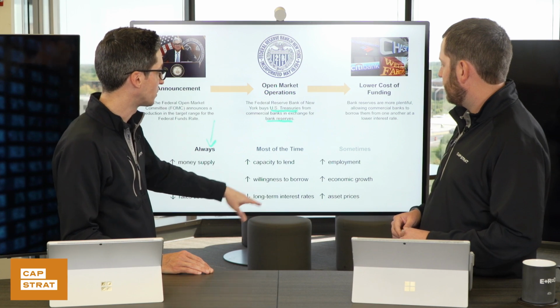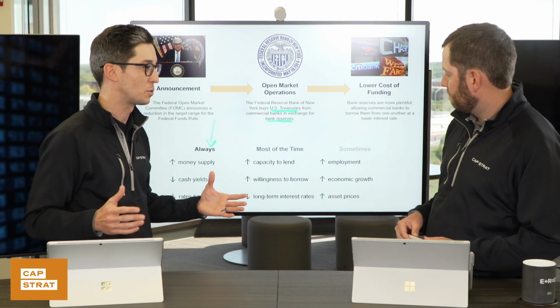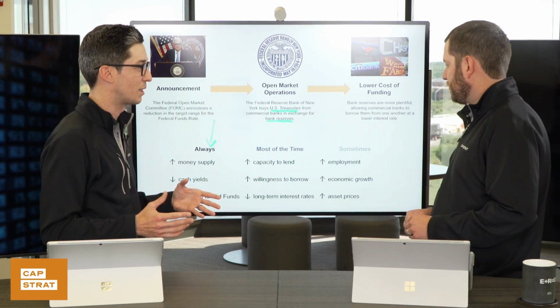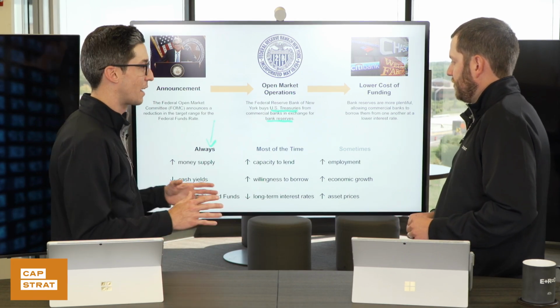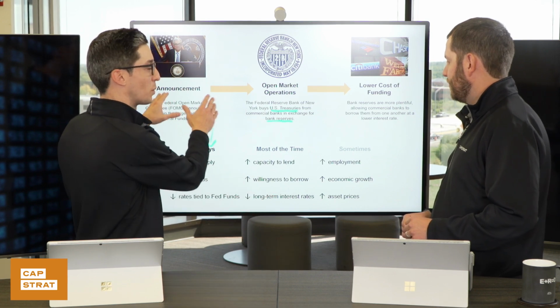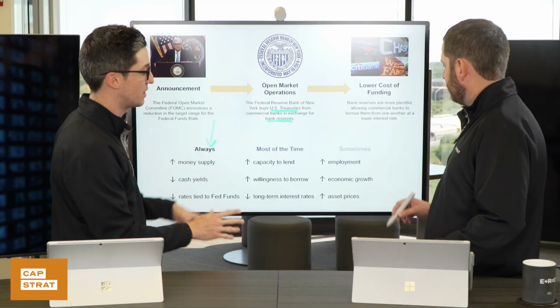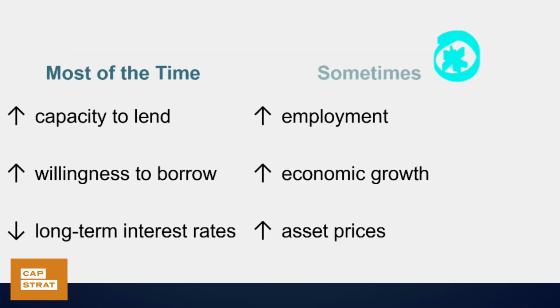And long-term interest rates most of the time come down. Think 30-year fixed-rate mortgages. Most of the time they come down in a rate-cutting cycle, not necessarily always, and not by the same amount that short-term rates are lowered. That's key as well. And then sometimes, these are the magic things that everybody thinks rate cuts are going to do for them: employment goes up, economic growth accelerates, and asset prices go up. Sometimes, highly dependent on the environment in which the rate cuts happen.